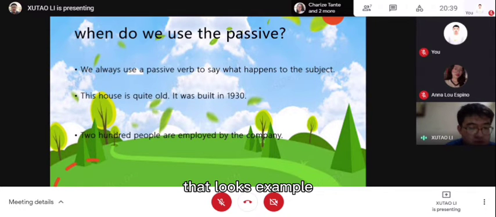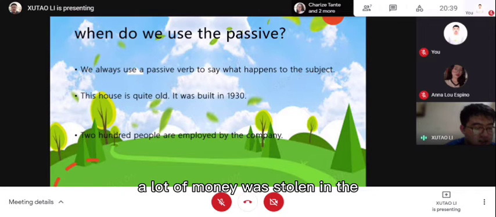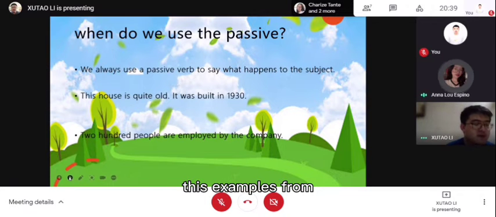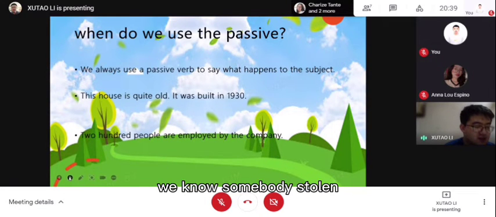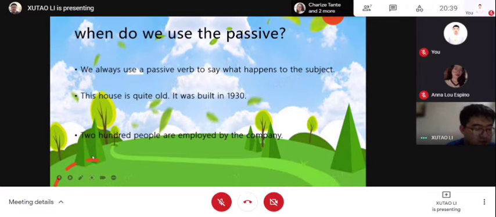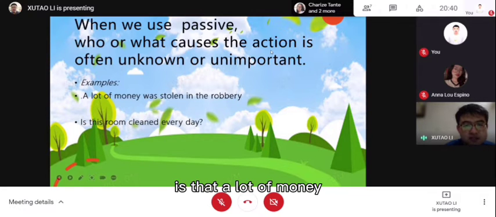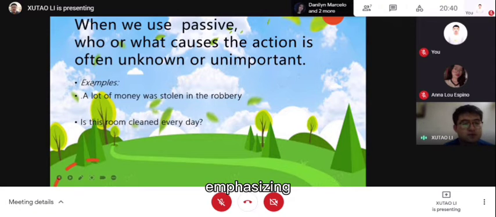Let's look at an example. A lot of money was stolen in the robbery. In this example, we know somebody stole a lot of money, but we don't know his or her name. What this sentence is trying to tell us is that a lot of money has been stolen, rather than emphasizing who stole so much money.